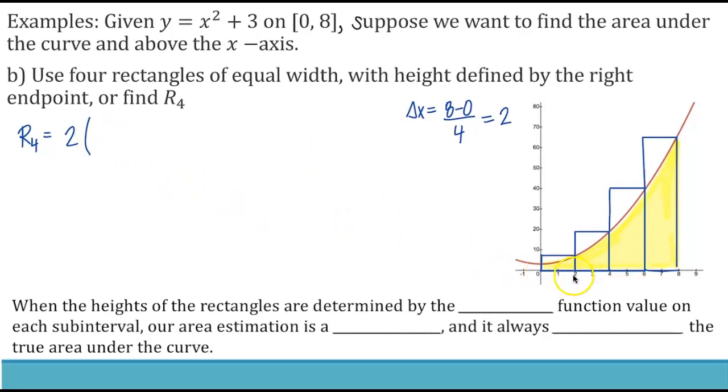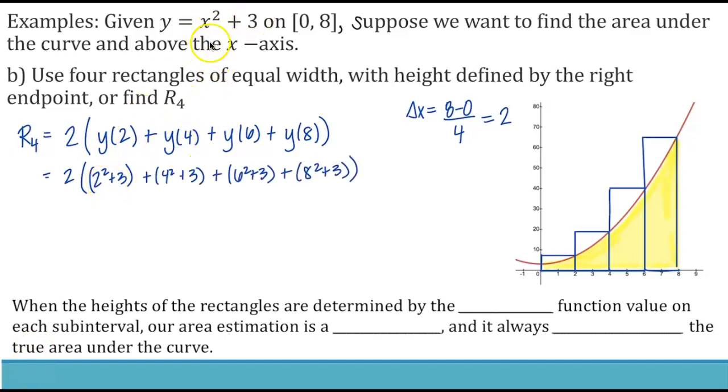So the first height was defined by the right side of the interval at 2. So we're going to have to plug 2 into our function, so y of 2, then plus y of 4, plus y of 6, and plus y of 8. I'm going to have to add up 4 heights here, and they're all again defined by the right side of each interval. So now I'm going to substitute each of these values into my function to actually find what that height is. I just sort of approximated it when I drew my graph, but now I want to plug them all in.